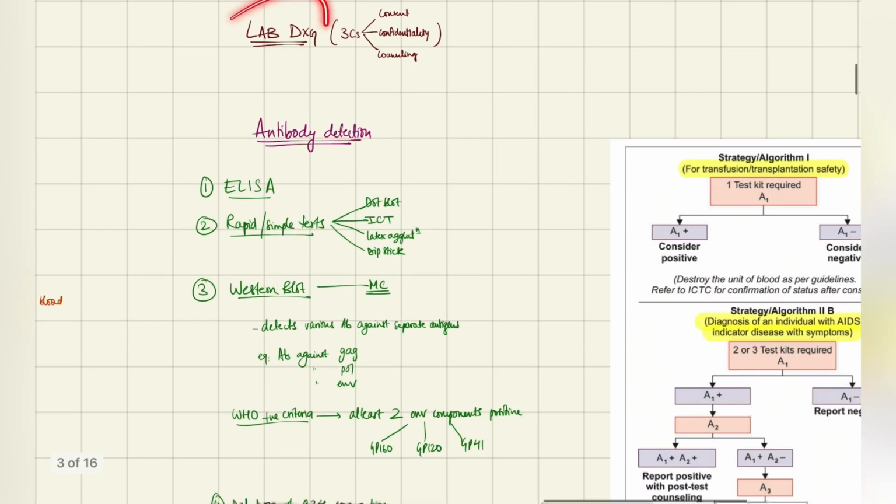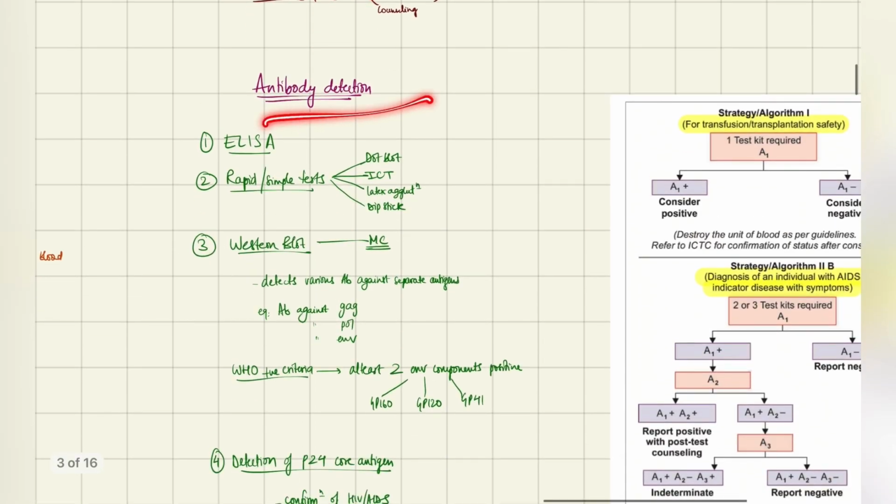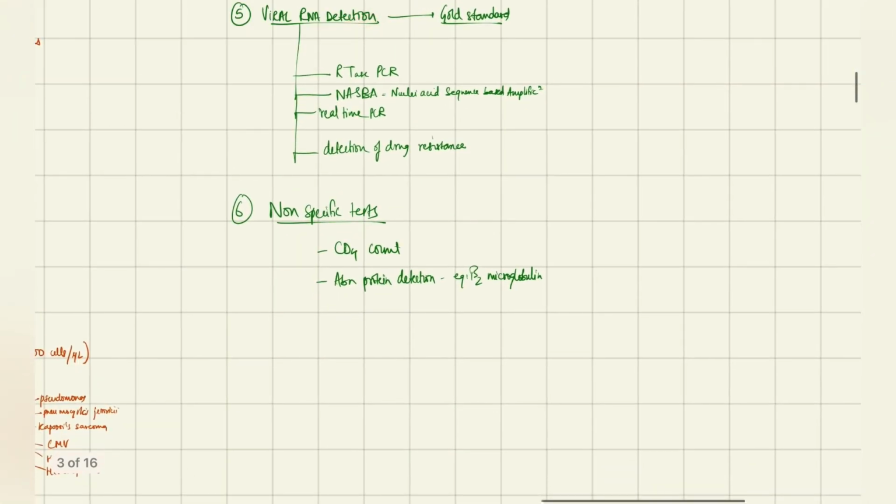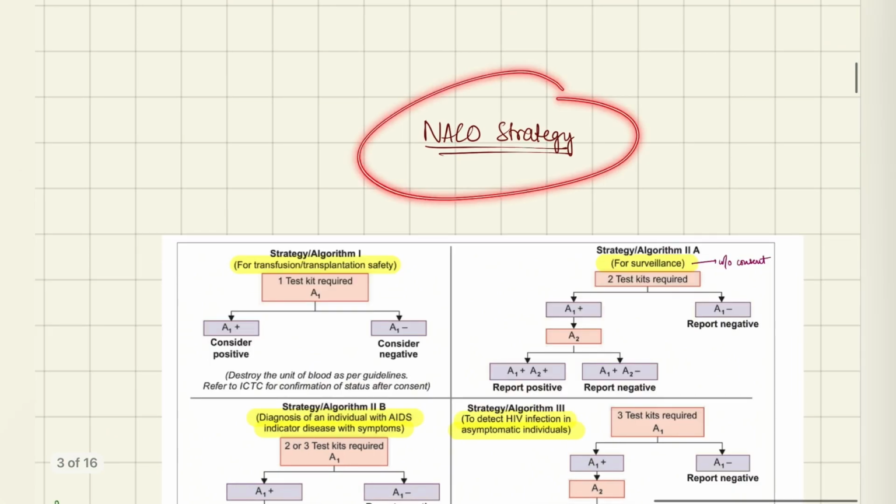Then lab diagnosis, we talked about antibody detection: ELISA, rapid test, Western blot; P24 core antigen, viral RNA detection, and non-specific tests. And then finally NACO strategy.